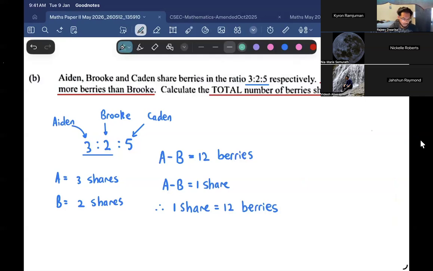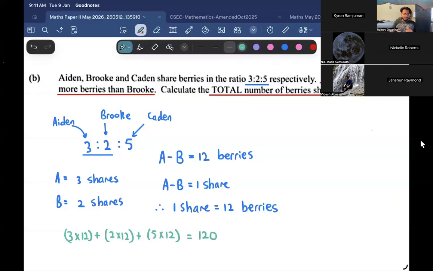Well, when you multiply the shares by the 12, you add up all and you get the total number. Good. So I could say 3 by 12 plus 12 by 2 plus 12 by 5. And what would I get altogether? 120. And that's one way you could have done the question.